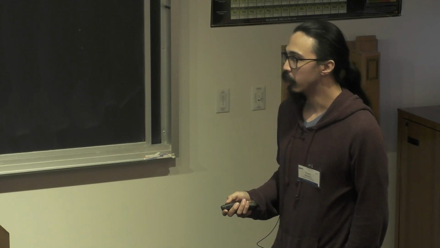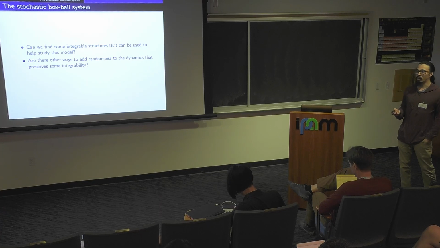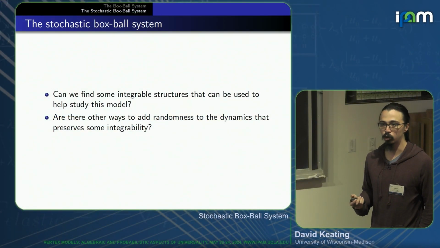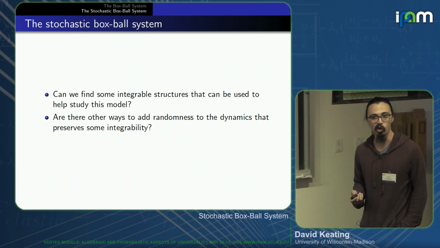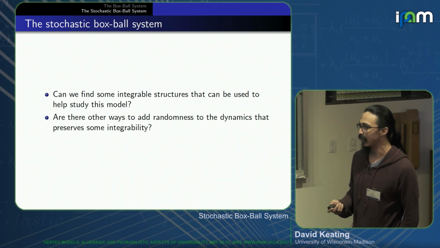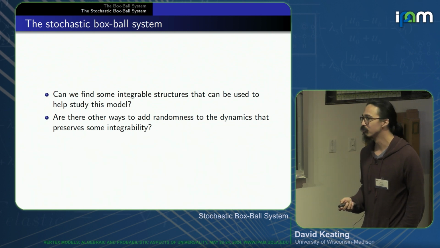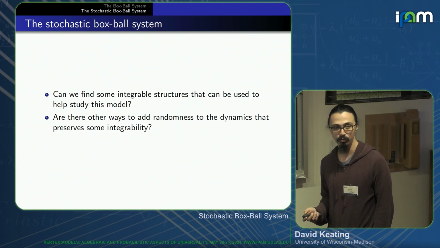Right, so we were hoping to do some integrable probability, but we didn't quite succeed in this. So maybe there is some integrable structure that we just didn't find, or maybe there's a more clever way to add randomness to the dynamics of this model that will preserve some of the integrable properties in a more obvious way. So those are some questions I have that we didn't figure out.